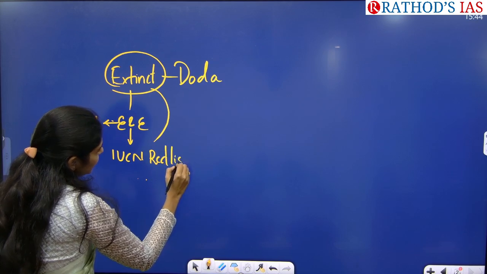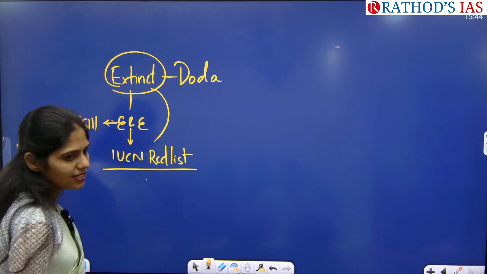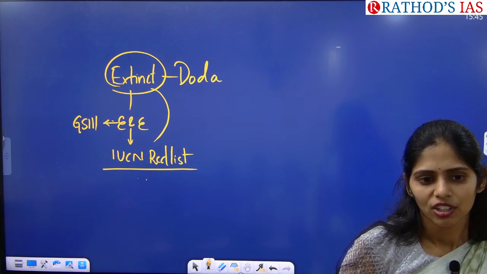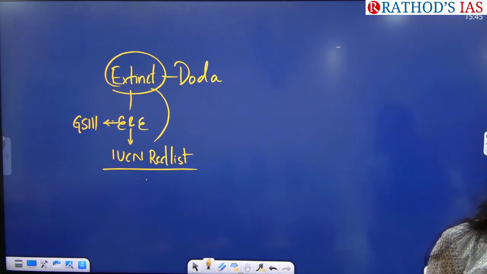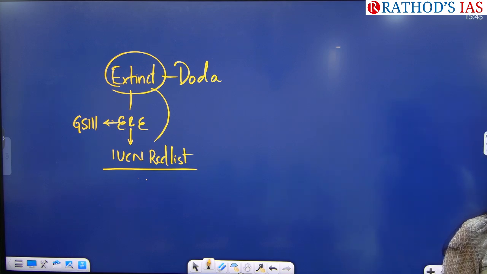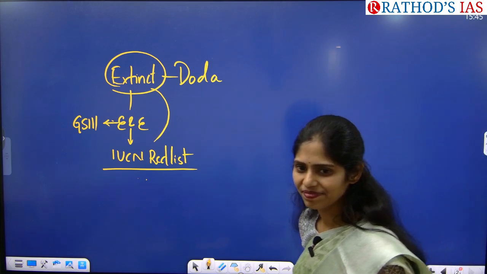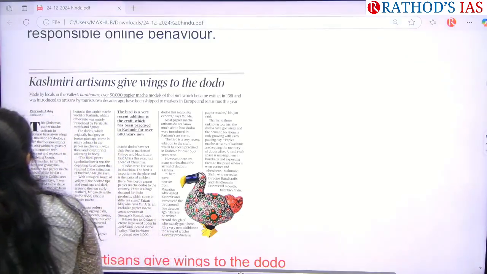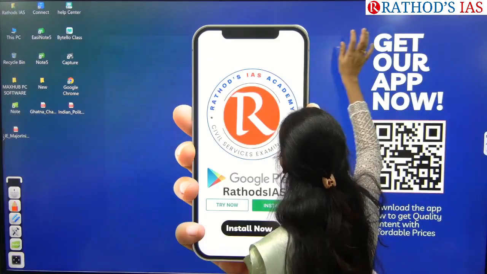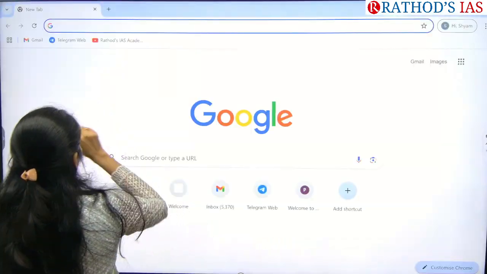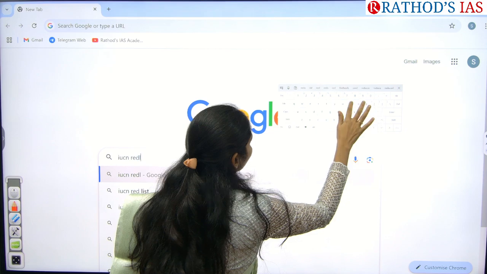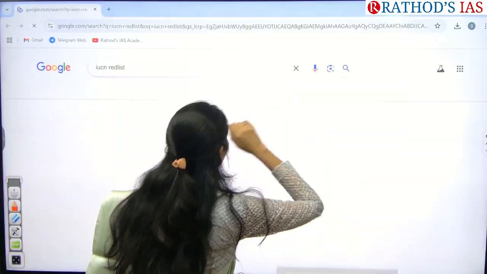So how many categories are there in this IUCN Red List? Not threatened, vulnerable, critically endangered, endangered, extinct, extinct in wild. How many categories in total? 7 or 8? More. Tell me the correct number. There is no choice. 6.